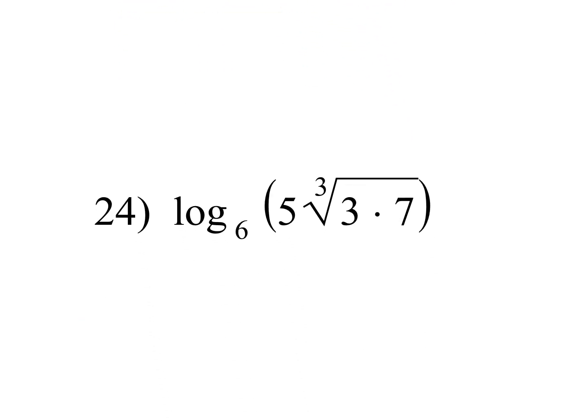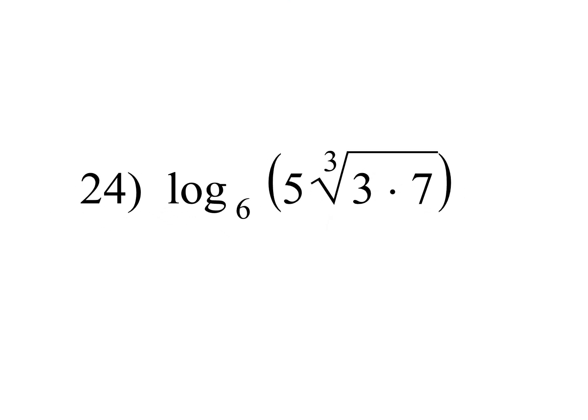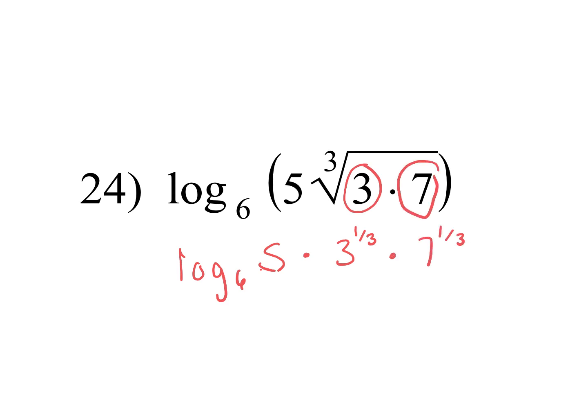Okay, 24. So I have log base 6 of 5 times the cubed root of 3 times 7. So this is log base 6 of 5 times the cubed root of 3. So I'm changing the cubed root to be an exponent. But it's also affecting the 3 and the 7. So 7 to the 1/3 power also. So because both the 3 and the 7 were under that cubed root, I need to apply it to both of them.